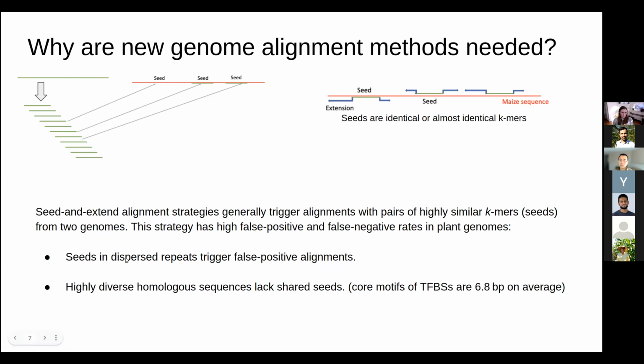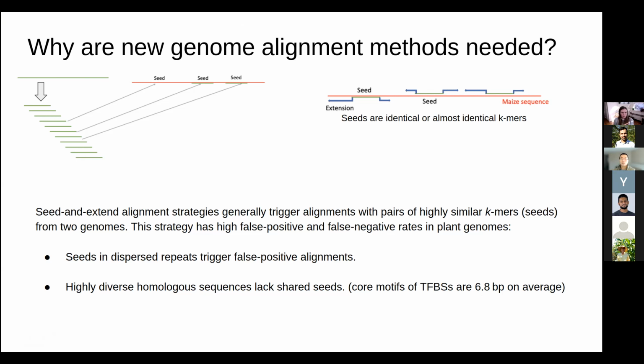And also, the transcription factor binding sites of plants are functionally important elements, and we think that their sequences are also conserved across different species. However, their core motifs are only around 7 base pairs on average, so this is much smaller than the k-mer size we use to trigger the alignment. So the k-mer size is not sensitive enough to perform alignment in these very important regulatory elements.